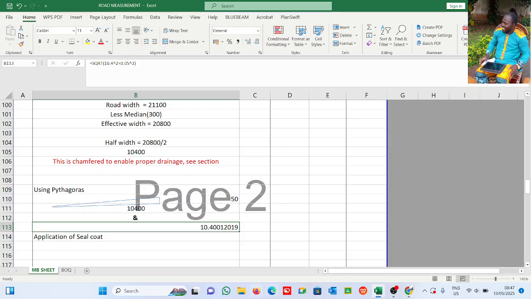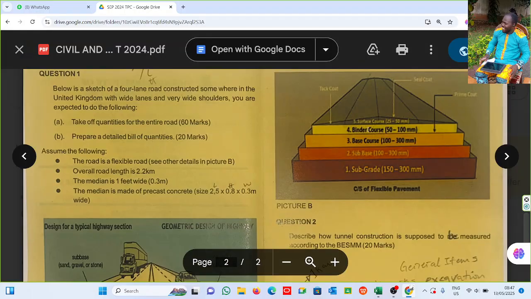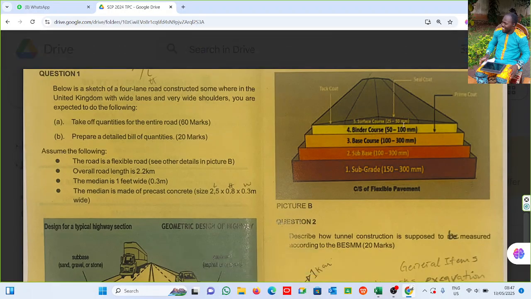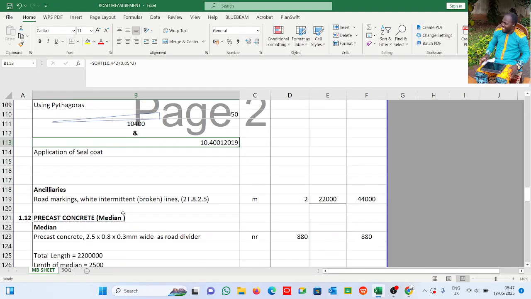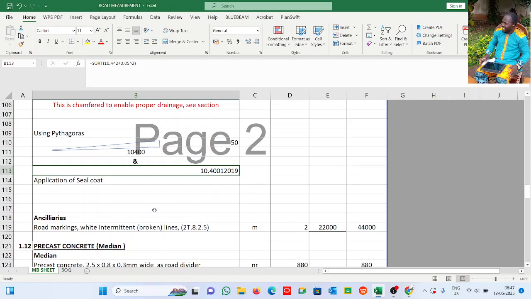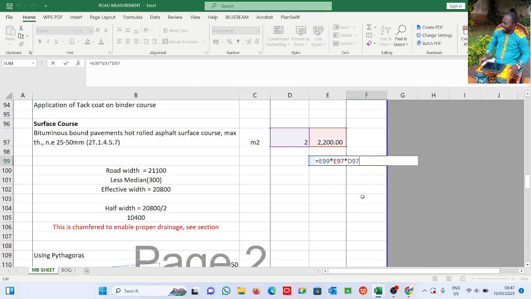This is 50 mm. How do I know it is 50 mm? Now see this section here. It says surface course 25 to 50 mm. So the highest part of it is 50 mm. That's what I just used. Alright, so to avoid unnecessary guesses, 50 mm here. Alright, so we arrive at this. So if I apply it here, that is 10.4. It is 2.2 times 10.4 for one side, multiplied by 2 for two sides.